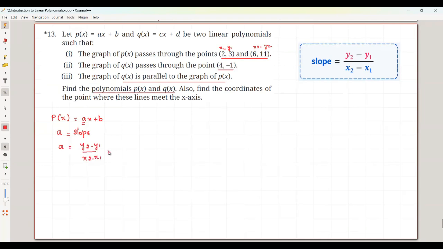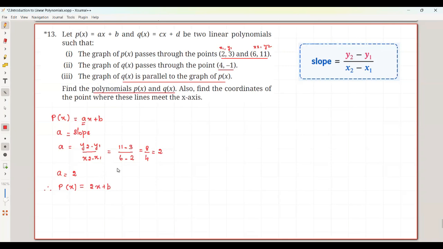Just apply the formula. The y2 value is 11 minus 3, divided by 6 minus 2, which is x2 minus x1. So 11 minus 3 is 8, 8 by 4 is equal to 2. So A is equal to 2. So I got the A value. Therefore, P of x, in the place of A I can write 2, so P of x is equal to 2x plus B. So the A value we got.